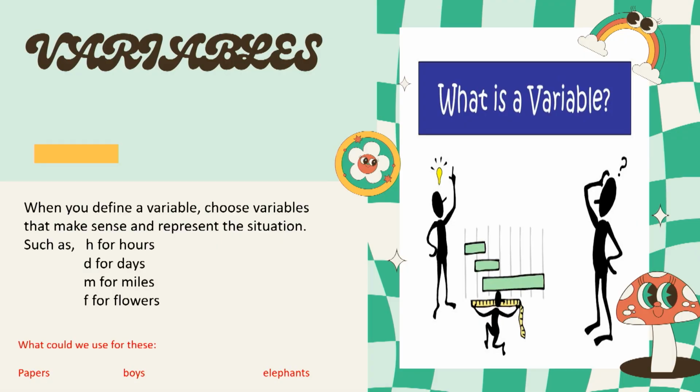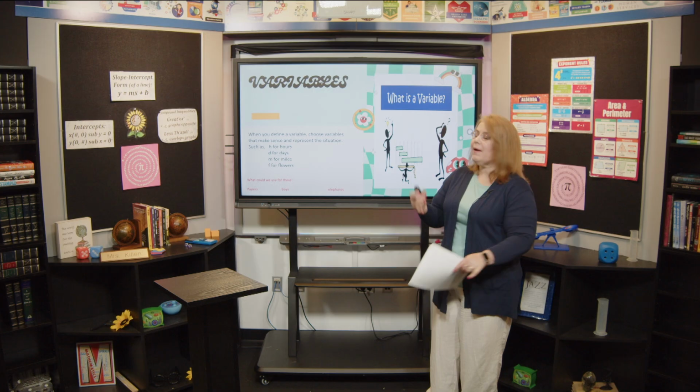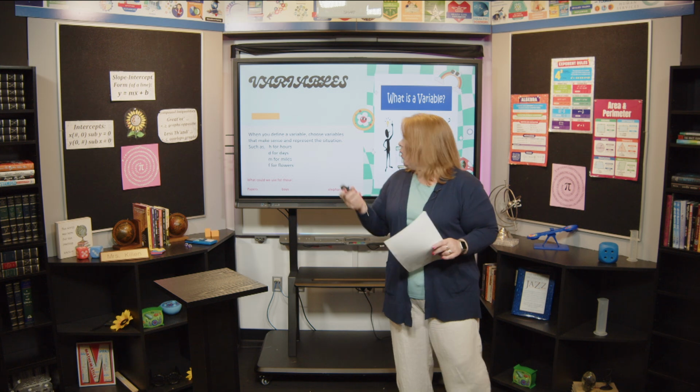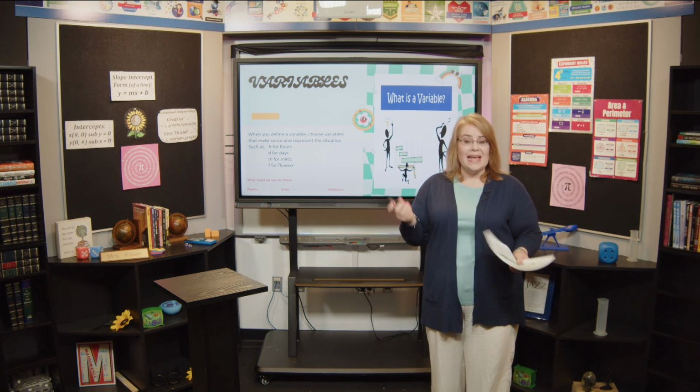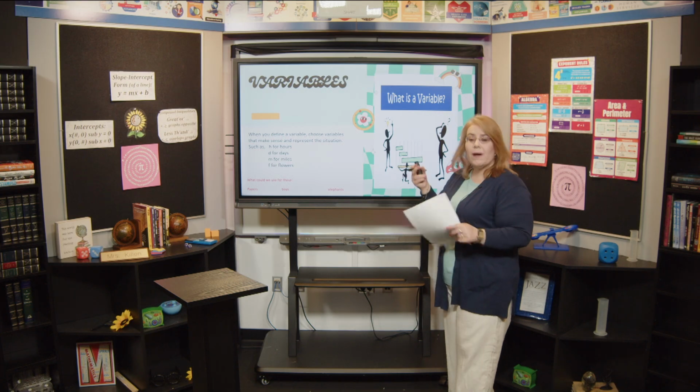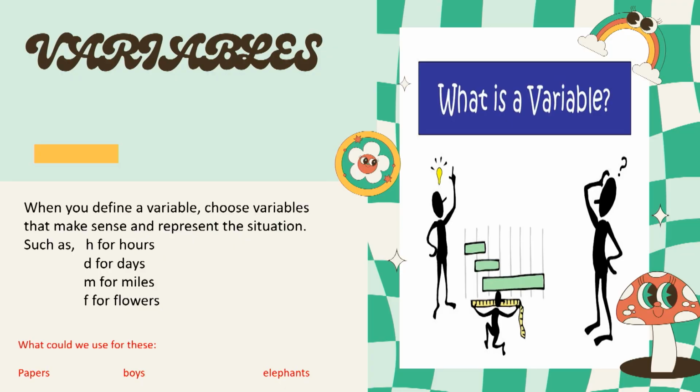So variables. What is a variable? When you define a variable, you choose a variable that makes sense and represents the situation. Kind of like if I'm talking about hours, I'm going to use H for hours, 3 hours, 3H. Or if I'm looking for days, 10 days, I'm going to use D for day, which is 10D. M for my miles. We've always wanted to know, well, how many miles is it? Or maybe F for flowers. Maybe you're picking flowers.